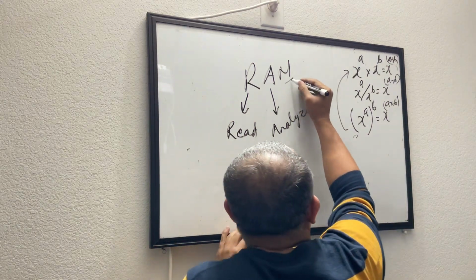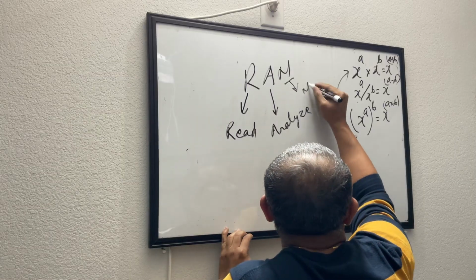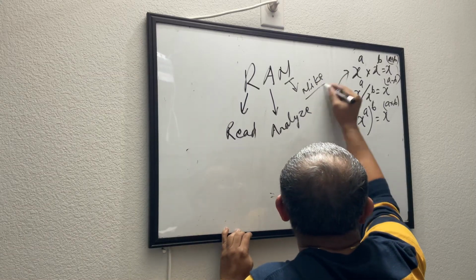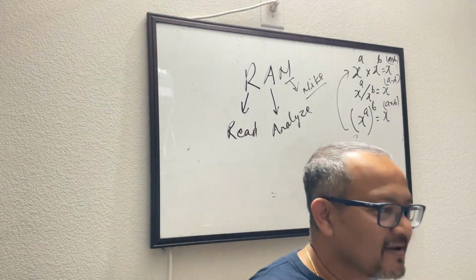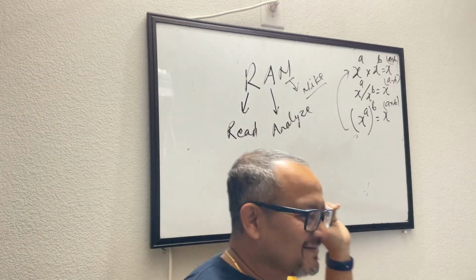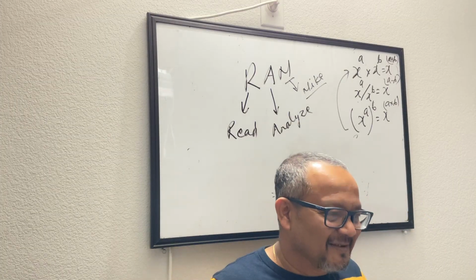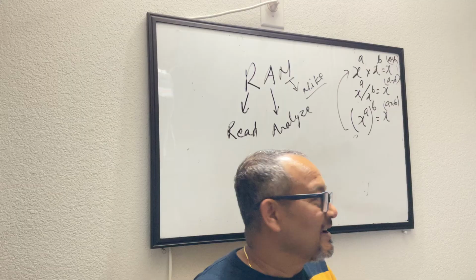Then comes N. This N stands for Nike. What does Nike say? Just do it. You have heard the punchline, the slogan of Nike, so just do it.